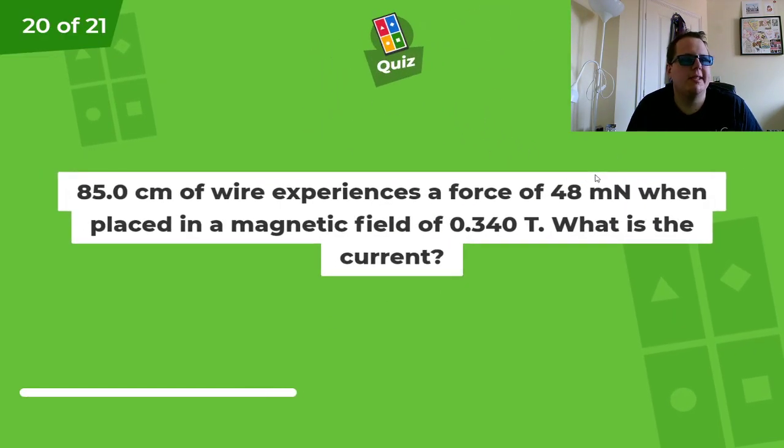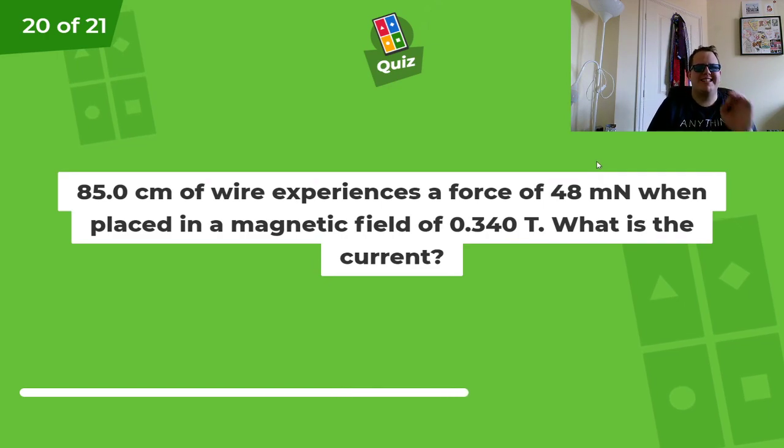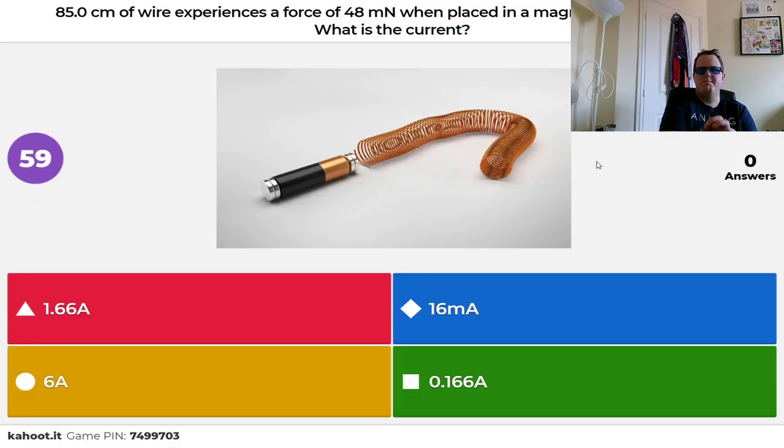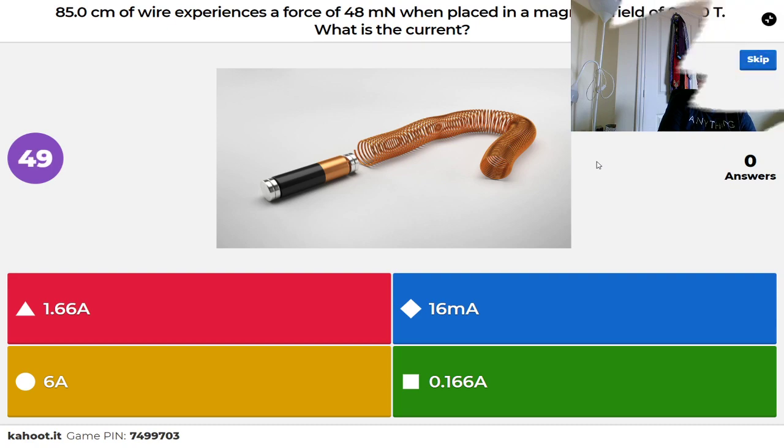Okay, so double points, 2 to go. An 85 centimetre piece of wire experiences a force of 48 millinewtons. It's in a magnetic field of 0.34 Tesla. What is the current? So take care with the centimetres and the milli.